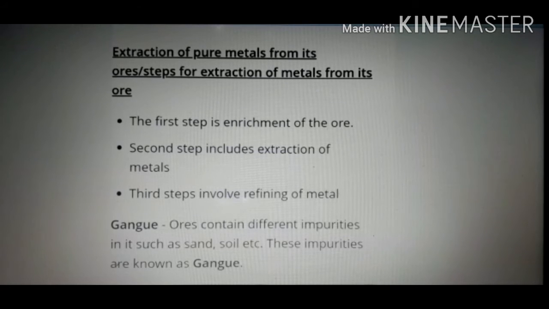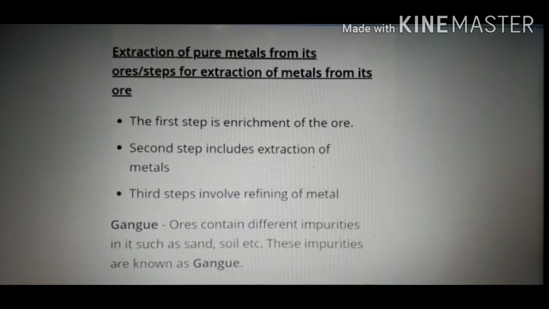Normally, you know that the major source of metals is the earth's crust, so it contains some impurities such as salt, sand, soil, etc. These are called gangue. Gangue is nothing but the impurities in ores, such as sand, soil, etc. These impurities are known as gangue.